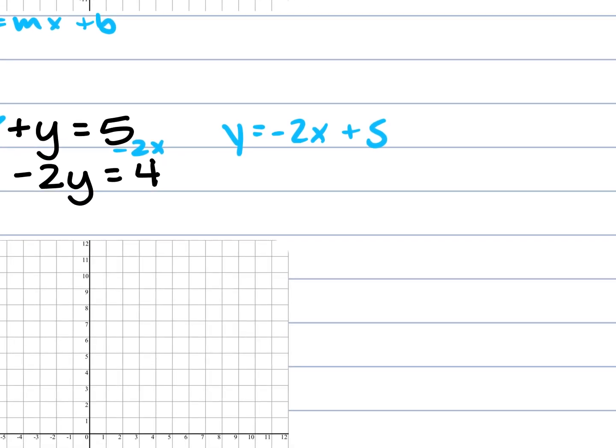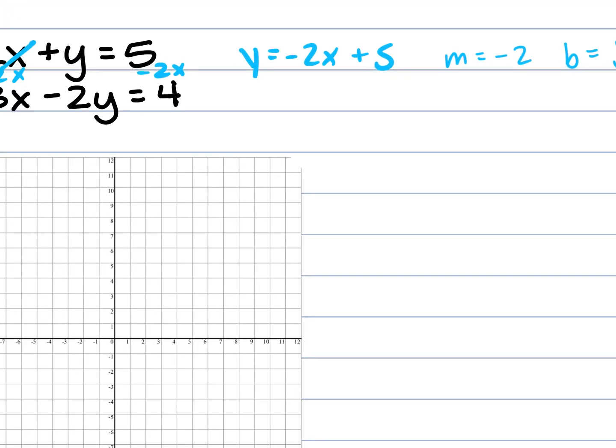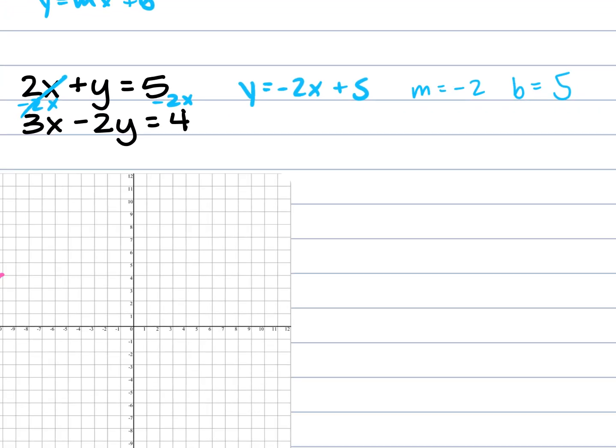So let's graph this line first. What's my slope? Negative 2. And what's my b? 5. So what would I put first on my graph? My y-intercept at 5. And then how do I show the slope of negative 2? Down 2 to the right 1.